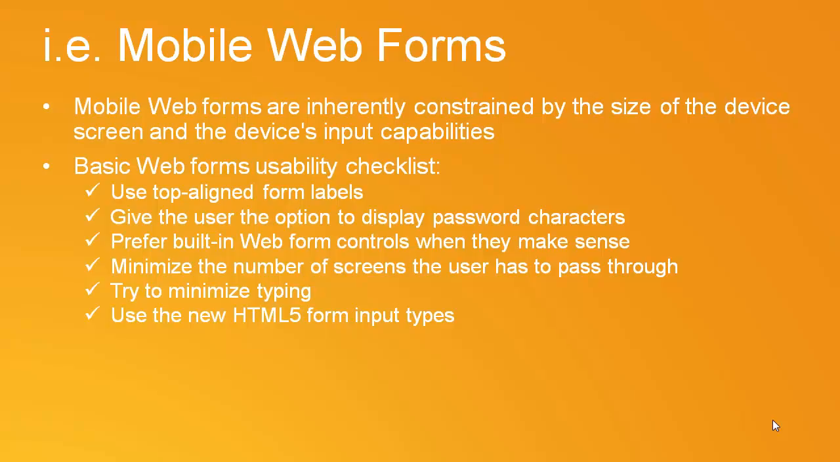Try to minimize the number of screens the user has to pass through. You don't want to create fatigue for the user and then have them leave the experience halfway through. Also try to minimize typing and use the new HTML form input types, so that you can allow the phone to be a little bit smarter about what it's expecting. So you can say, this is a number or this is an email, so that when the keyboard shows up, it shows up in the best way possible to facilitate the input of information.